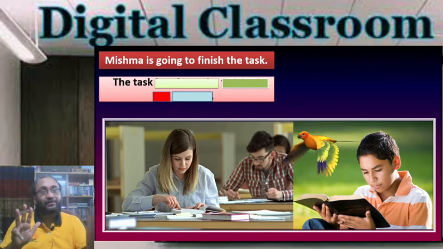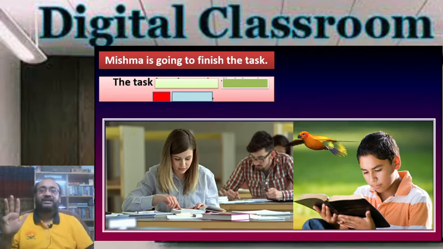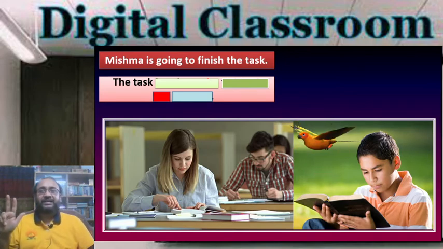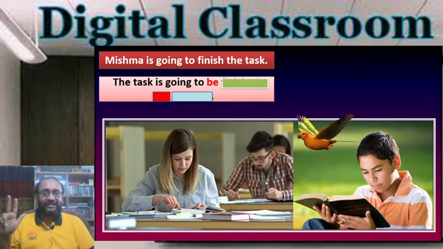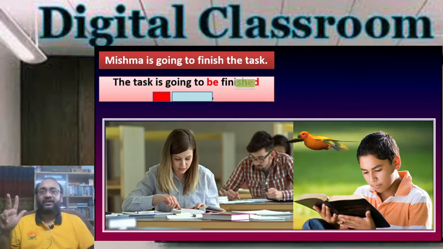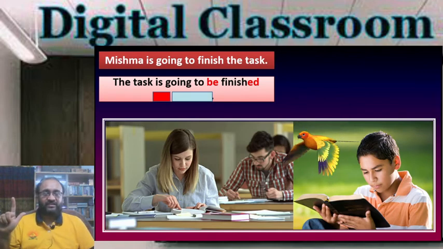And another one you have to give. Number 2. So is going to, am going to, may, might, could. What will be? Modal auxiliary. Very good. You have to use be. So is going to be. Wonderful. The task is going to be. And number 3 what? V3. That means finished. Number 3, verb past participle, V3. So the task, number 1, is going to be, number 2. Number 3, verb past participle, that means finished.